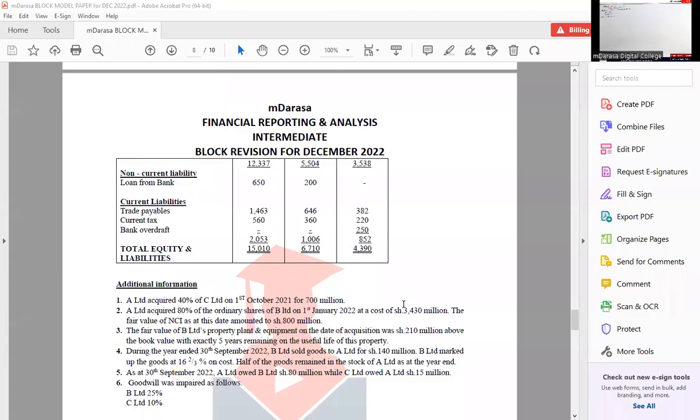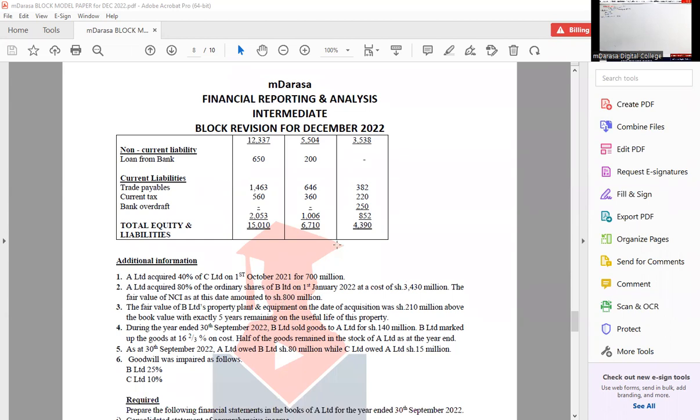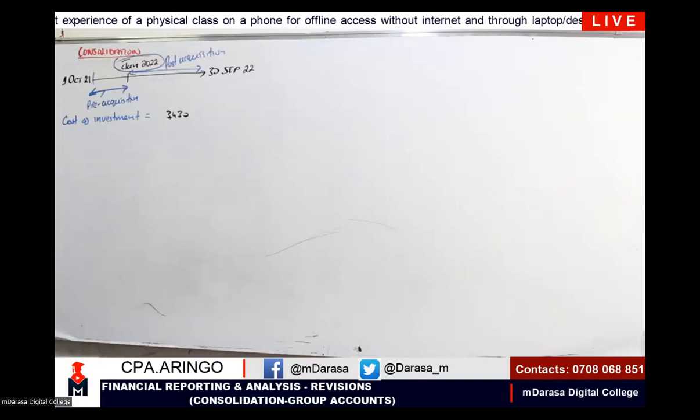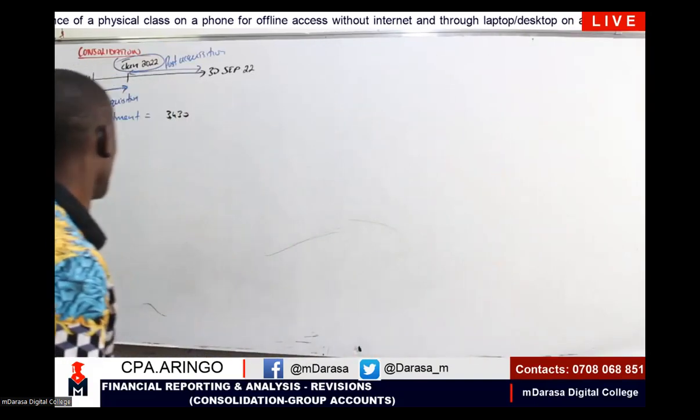So cost of investment, we can clearly see we had 3430. That was a cost of acquisition. This is very important to note. Then our good examiner here continues and tells us that at this point, the fair value of NCI as of this date amounted to 800 million. So even before we go further, we can compute our goodwill. That's the first thing that we need to do.